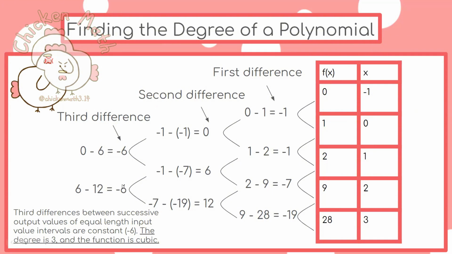And since negative 6 is our constant third difference, negative 6 equals negative 6, that means that our polynomial function f of x has a degree of 3. That also means that it is cubic. That's how you use differences to find the degree of a polynomial function from a given table.